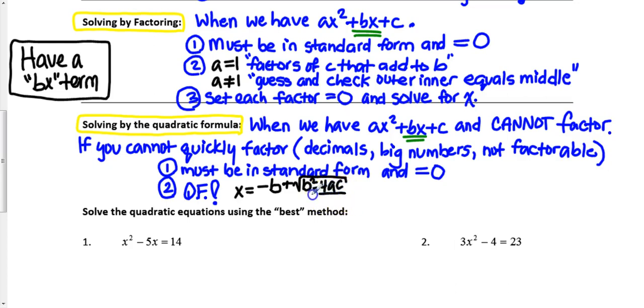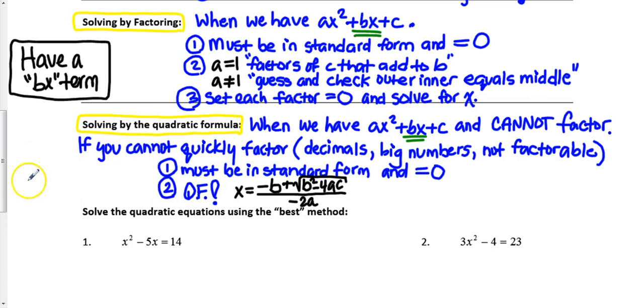Keep in mind, it's all divided by 2a. I see that happen sometimes where people will only create the fraction bar this far and then think that negative b is all by itself out front. That is not the case. Negative b is part of the numerator.